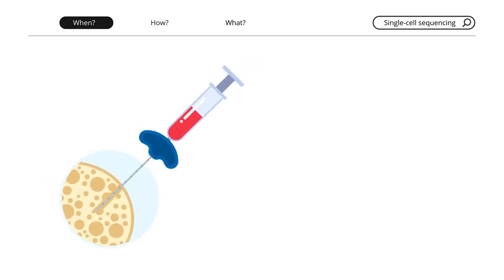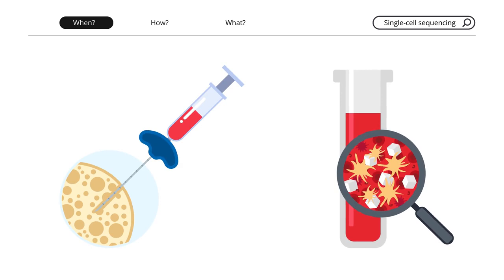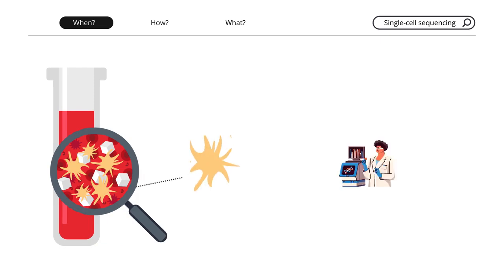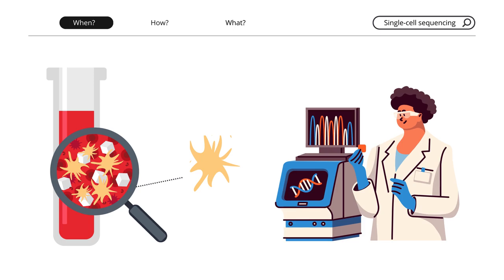Until 2009, sequencing was typically performed on a bulk mixture of tissues or cells. With the advent of single-cell sequencing, scientists can now zoom into one cell to understand its unique genes and gene expression profile. Here is how it works.